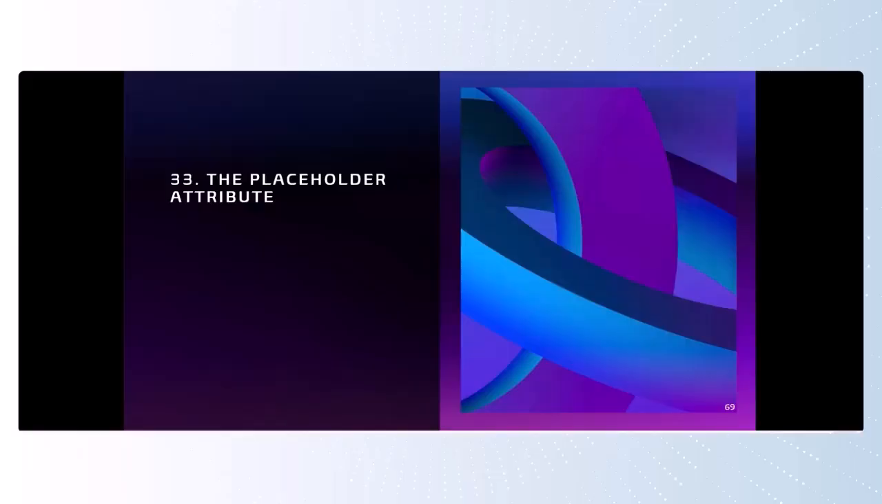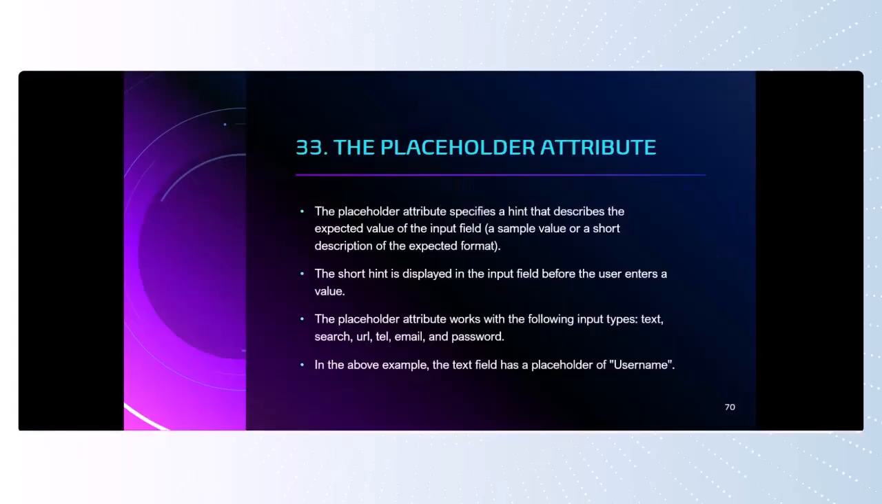What is the placeholder attribute? The placeholder attribute specifies a hint that describes the expected value of the input field. It's a sample value or short description, so it lets the user know what to type in there. A short hint is displayed in the input field before the user enters their value. It works for text, search, URL, telephone, email, and password.